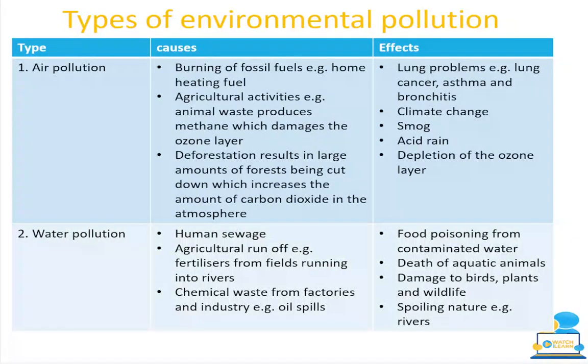On the junior cycle science course, you go into more detail. So if you're doing science, make sure to look over those notes as well. So types of environmental pollution, air pollution. So you need to be able to state it, explain the causes, and then explain the effects. So causes of air pollution, so the likes of burning fossil fuels at home, so your home heating fuel, for example, lighting a fire. Agricultural activities, so animal waste produces methane, which damages the ozone layer. So there are nearly more cattle in Ireland than humans, and this is our major factor in not reaching our climate targets with the EU.